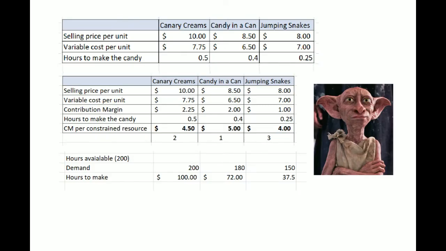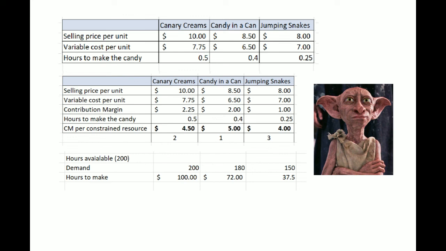So as we said before, they don't have enough elves to make all these candies. And this is the demand. There is demand of 200 units of canary creams, 180 of candy in a can, and 150 jumping snakes. But there are only 200 hours available each month. So let's see how many candies they have to make and which ones they have to stop making to make it more profitable. What we're going to do is divide the demand units by the hours to make that candy.